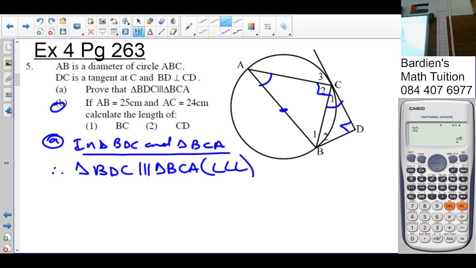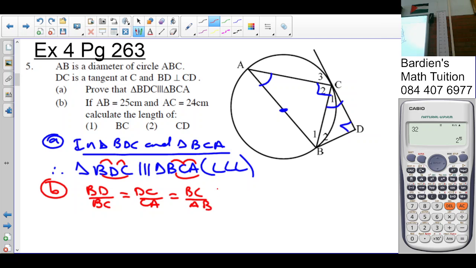Let's look at B. What did we say? From a similarity question, they will always ask you a length question. Not so? So let's go with that. Before we go into anything, we say that BD over BC is equal to DC over CA equals BC over AB. Why? The proportionality theorem. Triangle BDC is similar to triangle BCA.